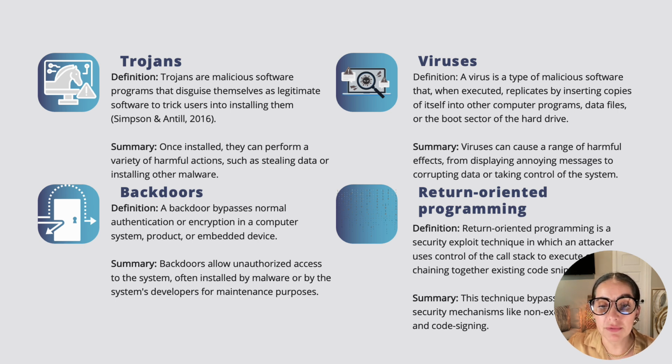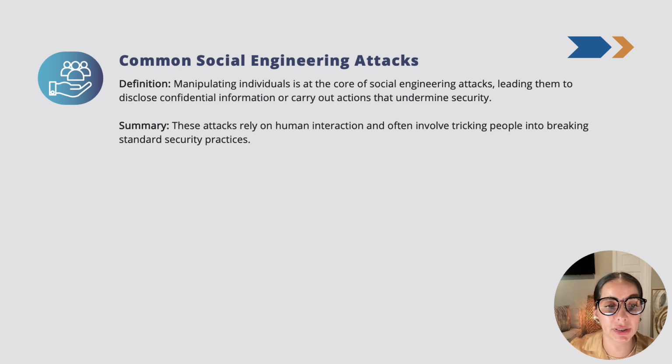Return-oriented programming is defined as a security exploit technique in which the attacker uses control of the call stack to execute chained, existing code snippets. Some examples could be remote access Trojans, which provide attackers with remote control over the infected system, software backdoors implanted in software applications or operating systems, file infectors that attach themselves to executable files, or gadget chains, which are sequences of instructions that end in a return instruction and are used to perform complex operations. Our last one will be common social engineering attacks.